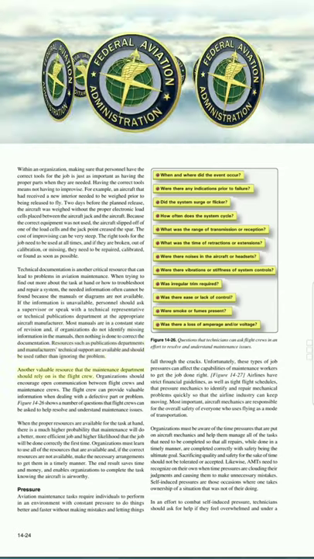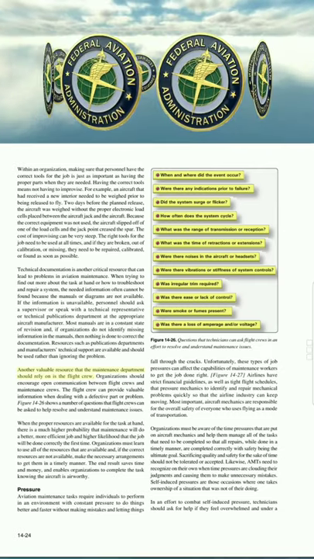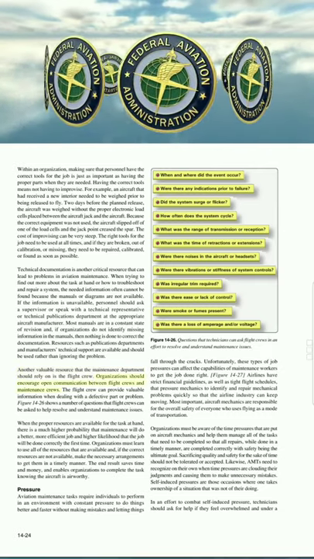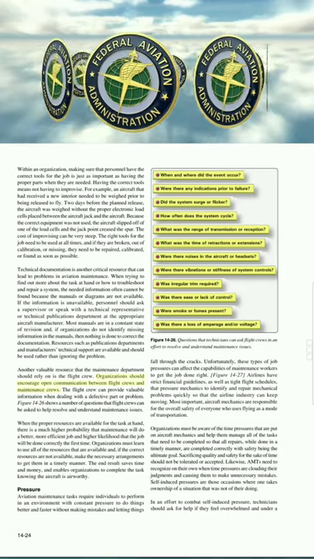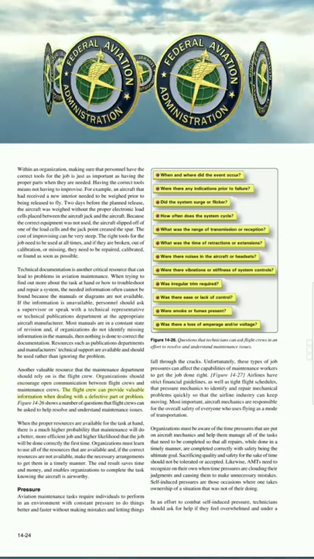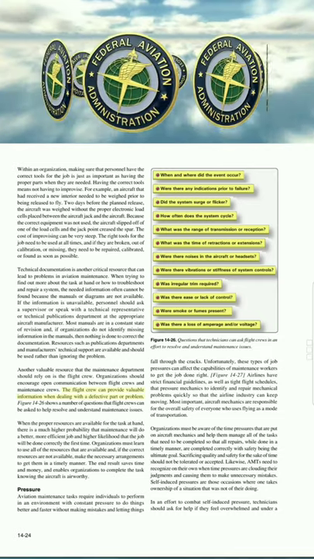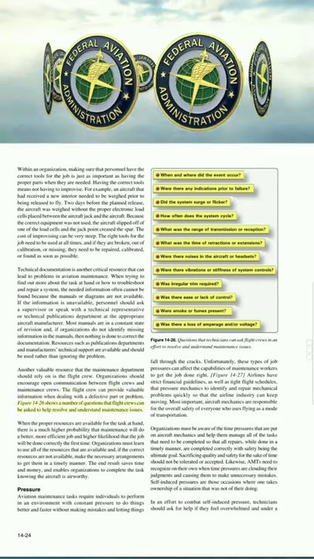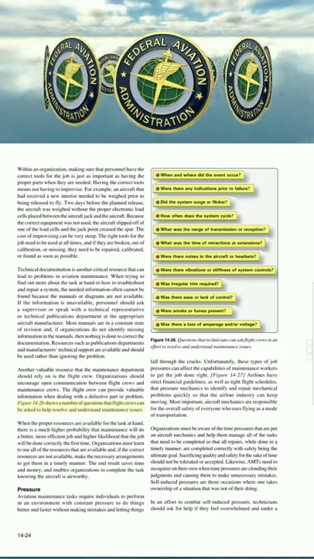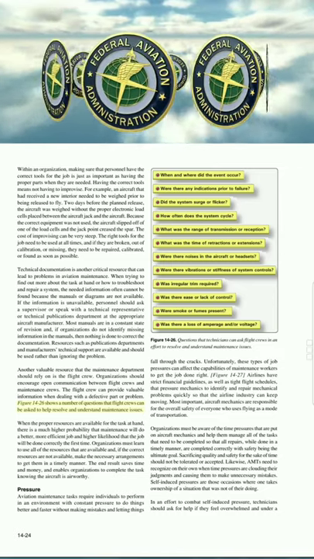Another valuable resource that the maintenance department should rely on is the flight crew. Organizations should encourage open communication between flight crews and maintenance crews. The flight crew can provide valuable information when dealing with a defective part or problem. Figure 14-26 shows a number of questions that flight crews can be asked to help resolve and understand maintenance issues.